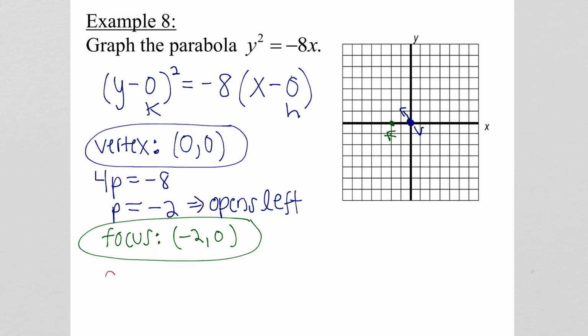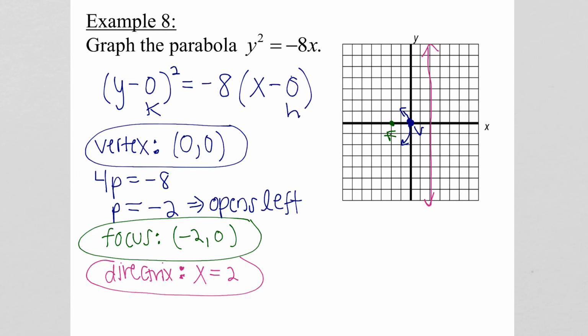Another important part of my graph is the directrix. The directrix is a line, and I'm going to start at my vertex. To get to my focus, I traveled 2 units to the left. To get to my directrix line, I'm going to travel 2 units to the right. Therefore, this line here is my directrix. The equation of that line is x equals 2.